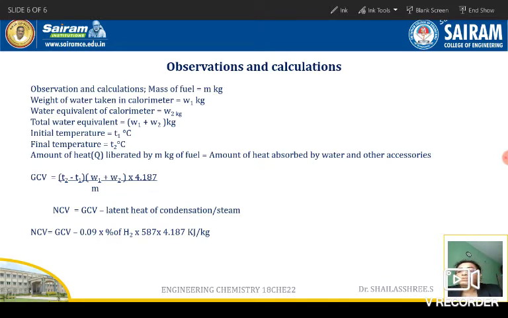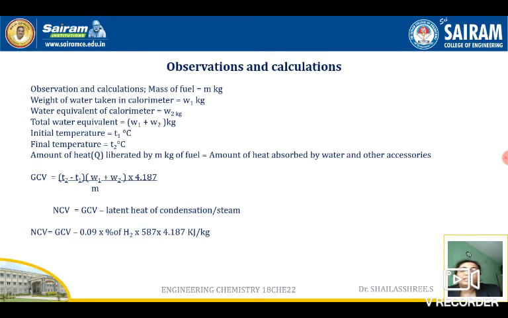Clear? And we know the initial temperature, that is T1 degree centigrade, and final temperature, after the water is getting heated, we are measuring the temperature, that is called as T2 degrees. Now calculate the GCV. GCV is equal to T2 minus T1, final temperature minus initial temperature, and then W1 plus W2. What is W1? Water taken in the calorimeter, and W2 is the water equivalent of the calorimeter. Fine. Divided by m, that is mass of the fuel. And only when you are writing this, you have to write calories per gram.